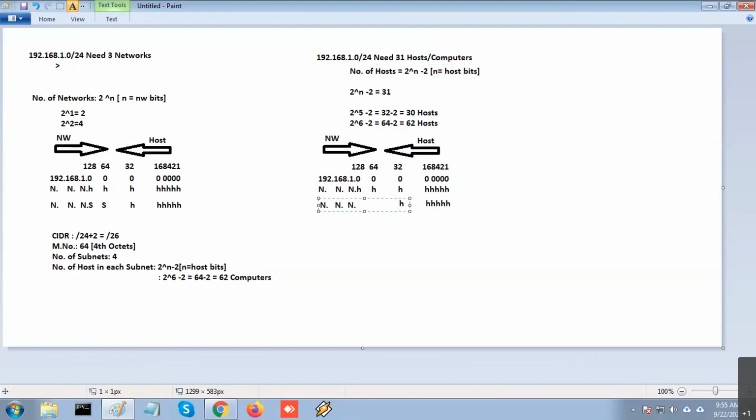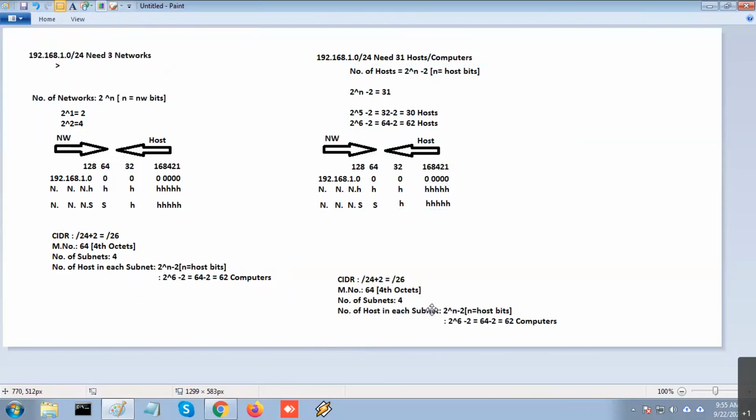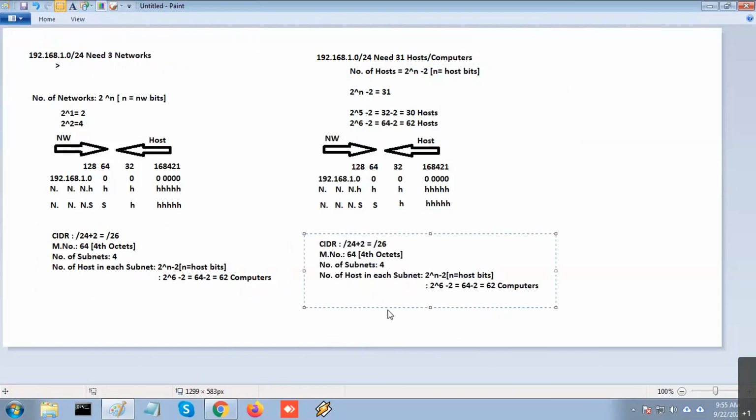Rest all is yes. What is the CIDR? Same formula, N plus S only. See, what we did here is, we reached the same CIDR, but the methodology was different. I didn't say that CIDR will change.